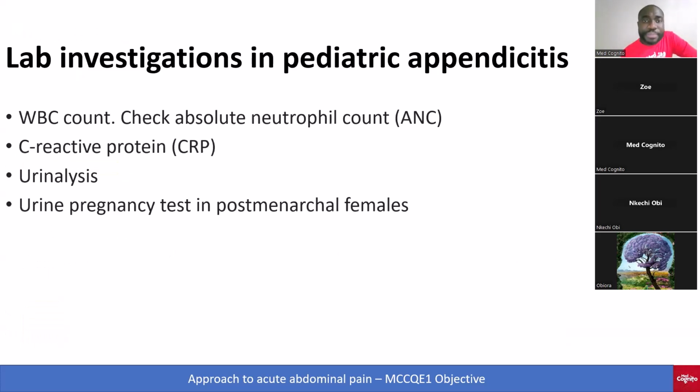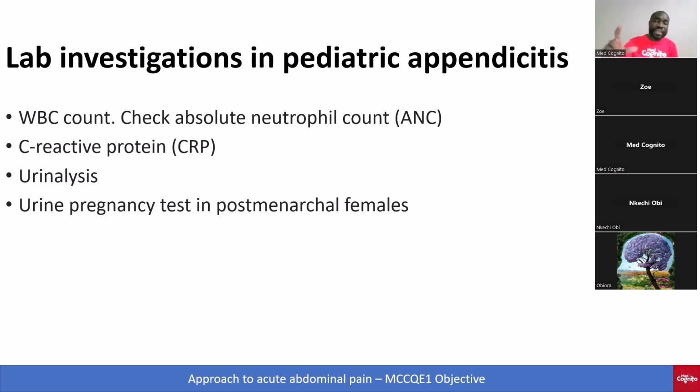Okay, good. What about the laboratory investigations? In a child, you want to do your WBC count, you want to do your C-reactive protein, you want to do your urinalysis. And if there's a child who is sexually active, say 12, 13, 14, 15, a female, then you want to do a urine pregnancy test as well, or serum beta HCG.